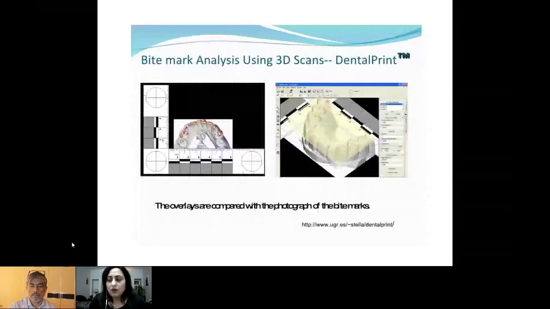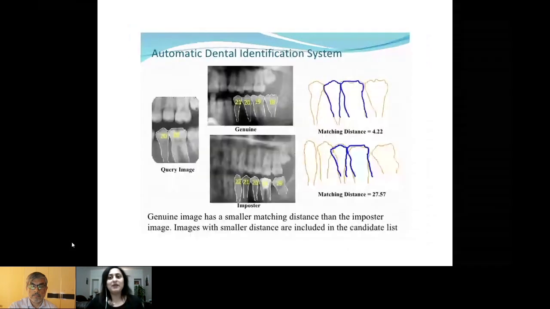Now, the overlays are compared with the photographs of the bite marks. So this is how it is taken. You can see the ABFO number 2 ruler in between, and this is how it's done. In the dental identification system, the genuine image has a smaller matching distance than the imposter image. So it is always the intercanine width with the incisal edges in place. It is always easy to go about it. Life has become much easier for forensic odontology with the advancement of technology.